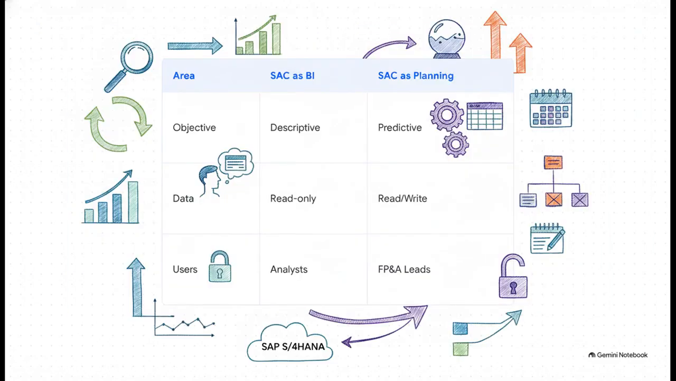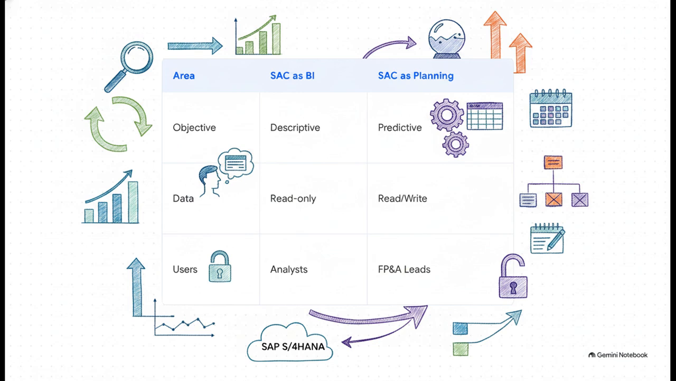You can see right here how this builds out a truly comprehensive enterprise toolkit. BI focuses on descriptive and diagnostic analytics. It's strictly read-only, built for business analysts and decision-makers who need dashboards and smart assist features. The planning product, however, is fundamentally different. Its objective is predictive and prescriptive.